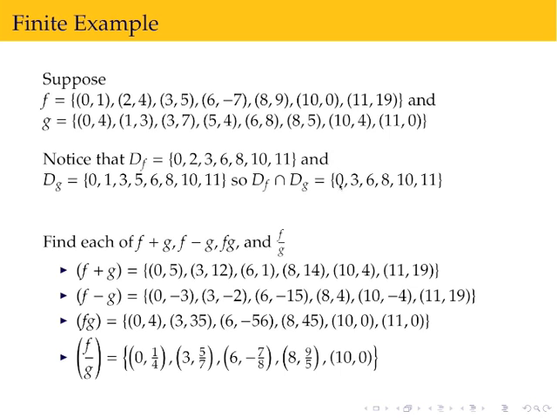And now notice that the intersection of the domains of f and g also includes 11, but 11 is not in the domain of f over g because that would have given us 19 divided by 0, and of course you can't divide by 0. So 11 is not in the domain of this new function, even though it was in the domain of these 3 new functions.